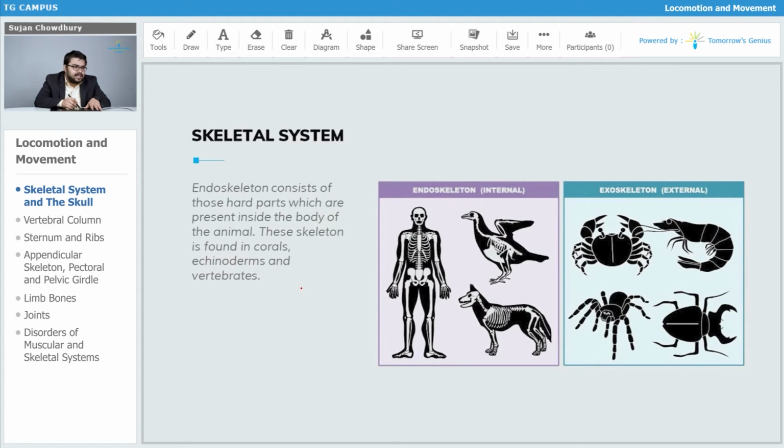Now, the endoskeleton consists of those hard parts which are present inside the body of the animal. This skeleton is found in corals, echinoderms, and definitely the vertebrates. The endoskeleton ensures the shape of the body is maintained and the important organs are protected. We have the brain box made up of 8 bones which protect the brain. We have the rib cage that protects our thoracic cavity and its essential organs such as our lungs, thymus, heart, and so on.